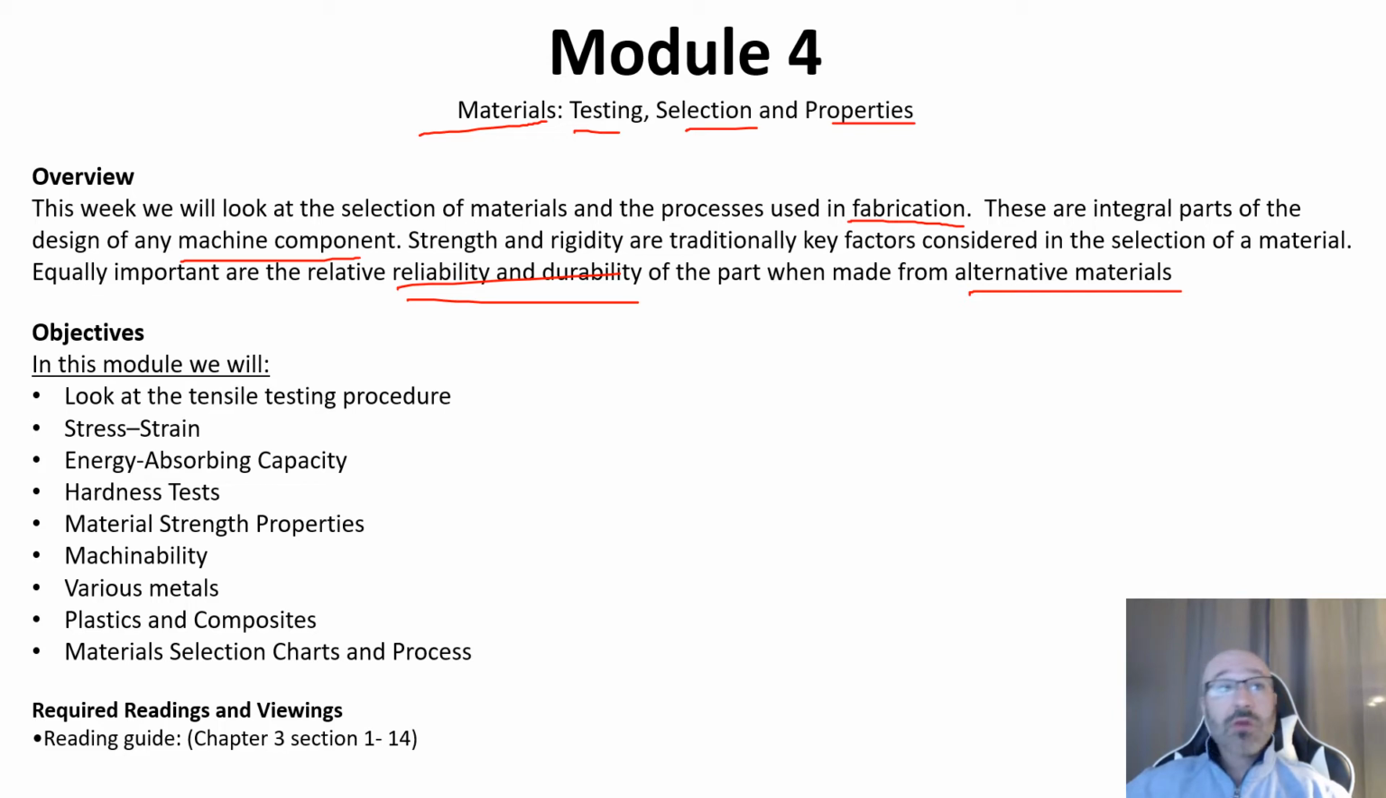Some topics we're going to go through within this module: the tensile testing procedure, stress-strain graphs and how to interpret data from them, high energy absorbing capacity, and a couple of different hardness tests related back to what we talked about and showed in practical examples in the last module. We'll look at material strength properties, the machinability of various types of materials, and compare a couple of different types of metals. We'll also look at other materials such as plastics and composites, and then discuss material selection charts and the process in a little more detail.